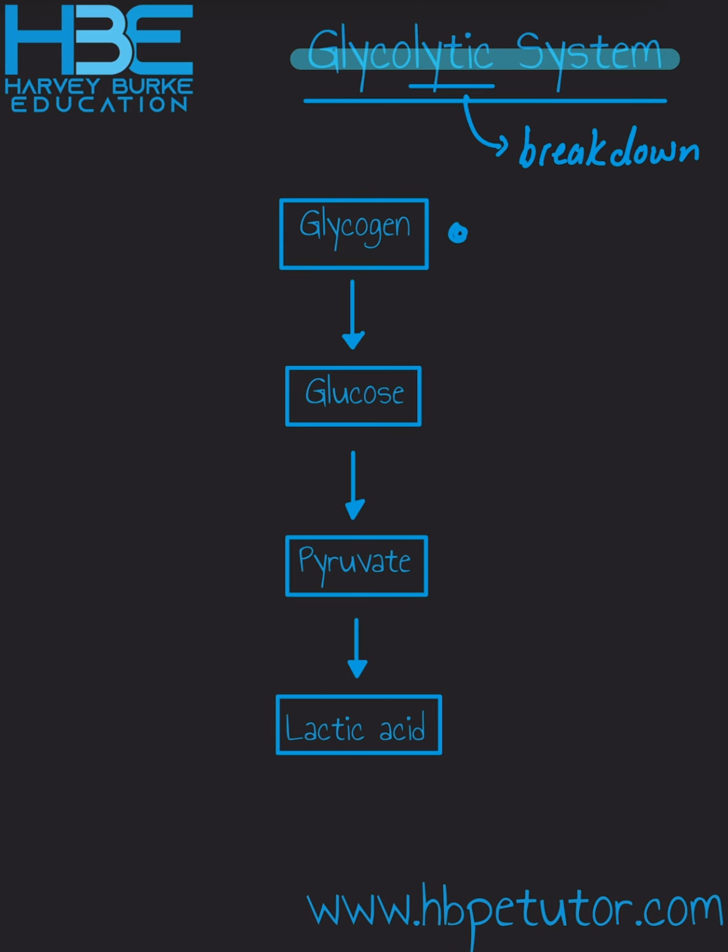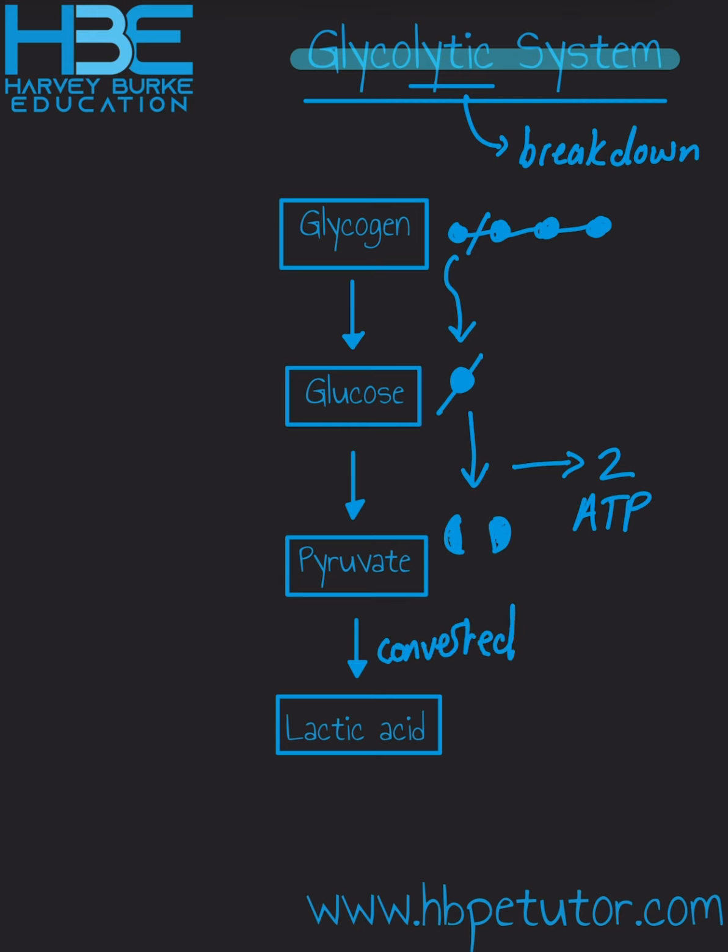So glycogen, which is just loads of glucose stuck together, is firstly broken down into a singular glucose molecule. And then that glucose molecule is broken down even further into something called pyruvate, technically 2-pyruvate, because pyruvate is half of a glucose molecule. So that glucose molecule is basically snapped in half, but you would say broken down into pyruvate, and that releases enough energy to resynthesize 2 ATP. And then in the absence of oxygen, when you're working at a really high intensity, that pyruvate is converted into lactic acid. So don't say broken down there, just say converted.